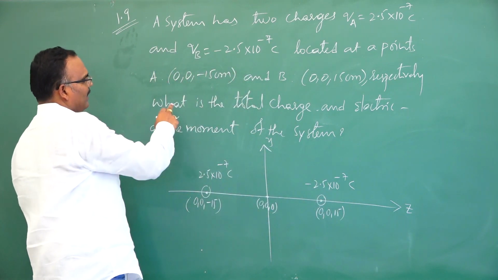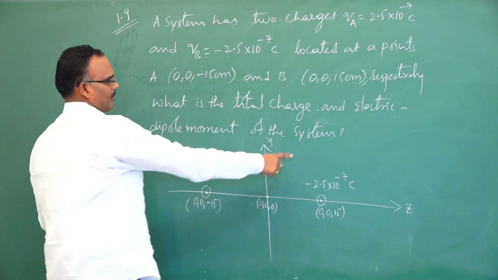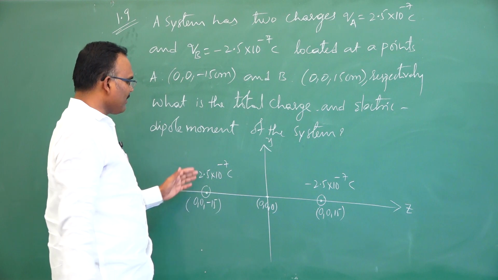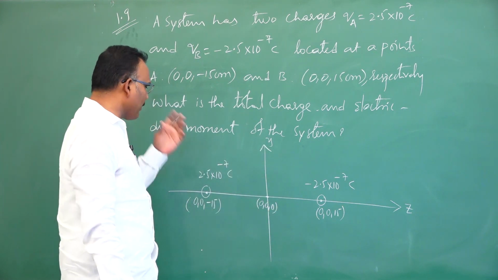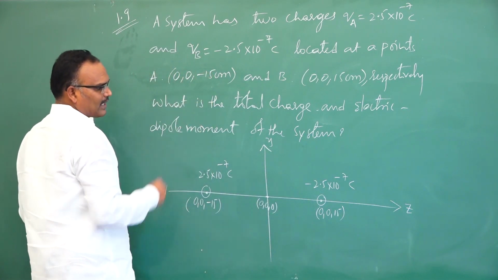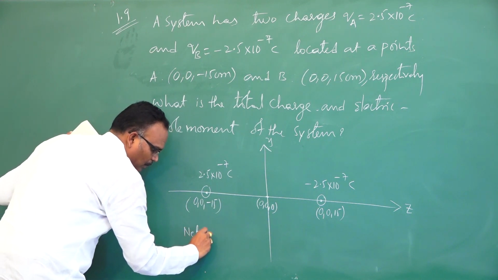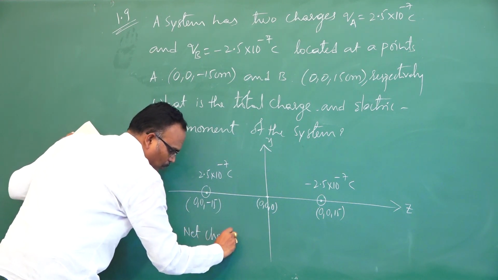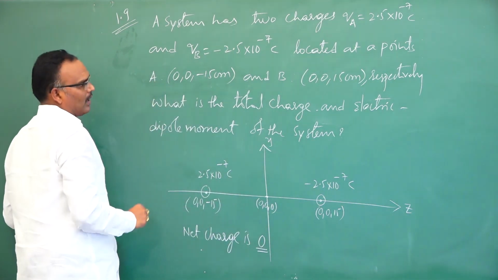So first question we have to answer, that is what is the total charge on the system. Total charge means Q1 plus Q2. If you do it, you will get 0. So in case of dipole, net charge is always 0. So for the first question the answer is 0. Net charge is 0.